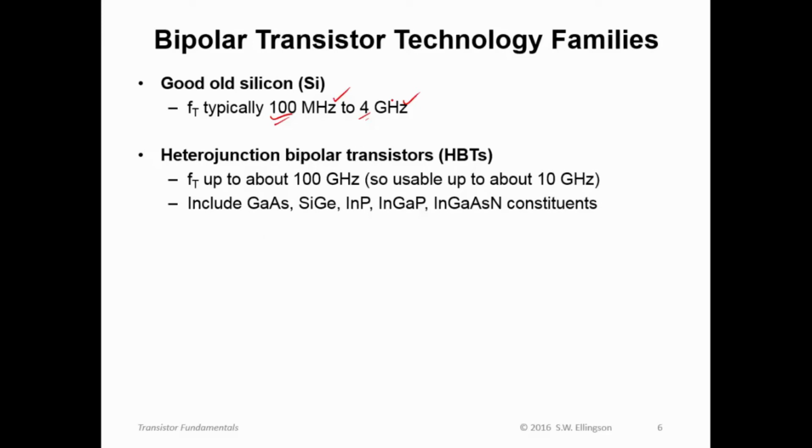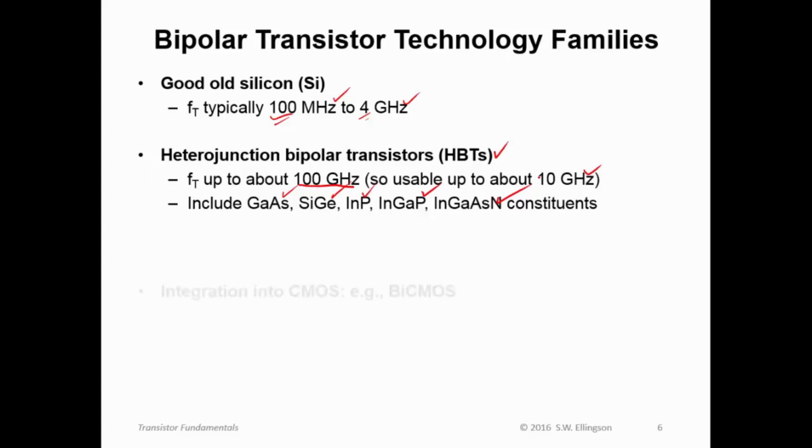We also have heterojunction bipolar transistors, also known as HBTs. They have somewhat higher F sub t's. They go up to about 100 gigahertz or so. So they have usable gain up to about 10 gigahertz or so, depending on the particular transistor. There are many ways to make these. They include semiconductor materials such as gallium arsenide, silicon germanium, indium phosphide, InGaP, as it is sometimes referred to, and increasingly complicated combinations of materials that allow for improved performance and higher F sub t.